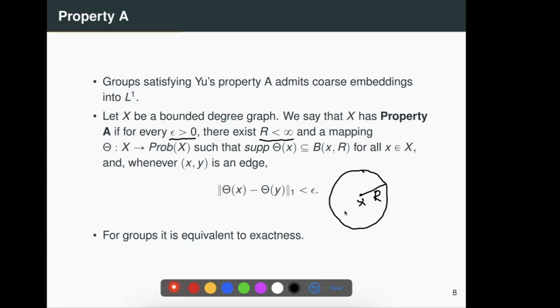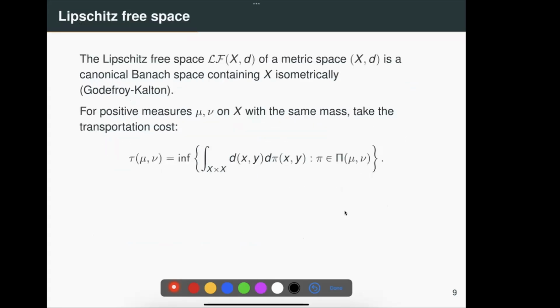It actually took some effort for people to find examples without property A. You have these Gromov monster groups that were constructed to weakly contain an expander sequence, and that kind of condition can violate A. And right, since we're going to state a characterization of property A in terms of the Lipschitz free space, let me remind you of the definition of what the space is.